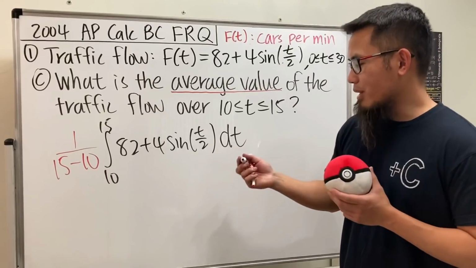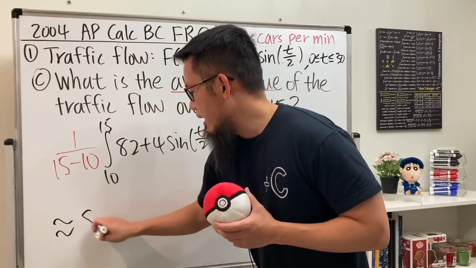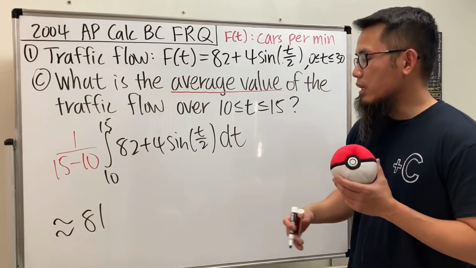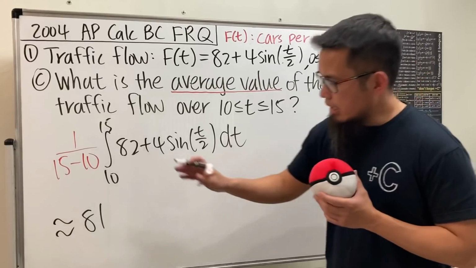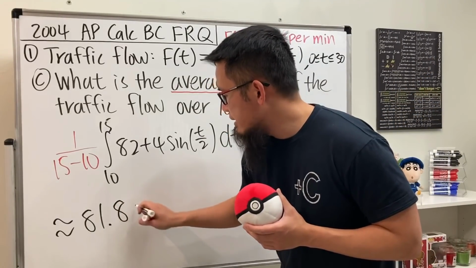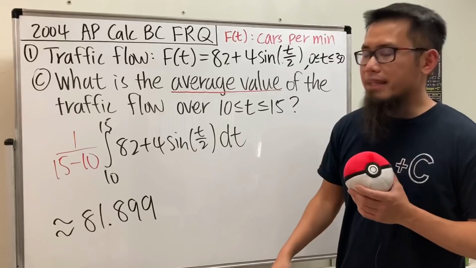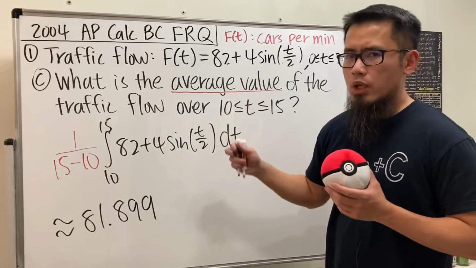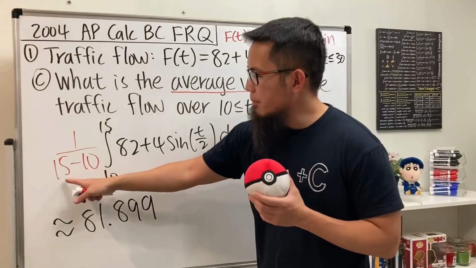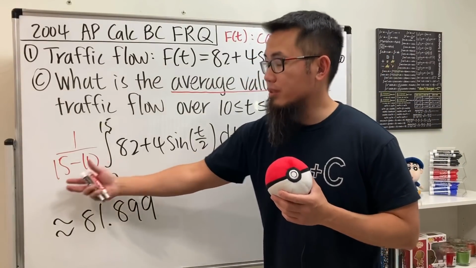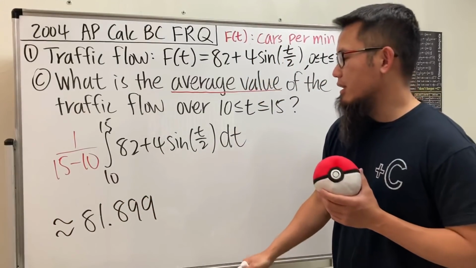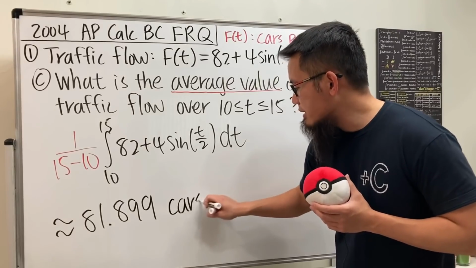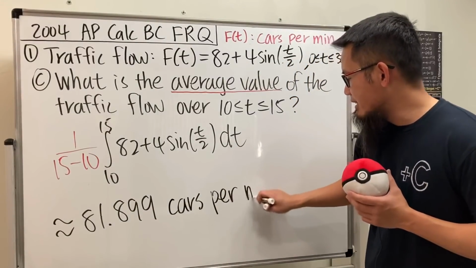And just enter this on your calculator, you'll get approximately 81.899. In fact, this is an average value, so you can actually have a decimal. Why is this a rate? Remember earlier when we integrate f of t, the unit is cars, but here we divide it by 15 minus 10, which is actually the time. So this is the rate. So it's actually 81.899, and the unit is cars per minute.